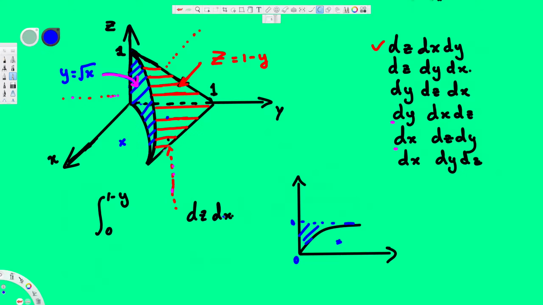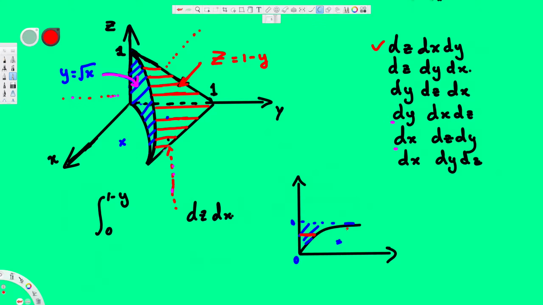Now if we want to take the integration with respect to x first, we have to draw a horizontal line. And if you want to take the integration with respect to z first, then you have to draw the line vertically. Since we are doing the integration with respect to x after z, we have to draw the horizontal line, and this horizontal line starts from 0, because this line is x is equal to 0, and it ends here.